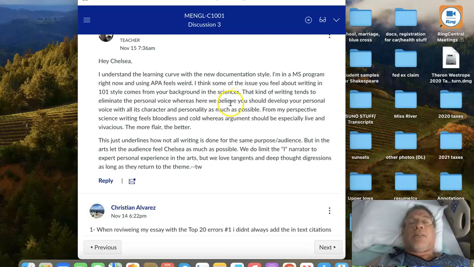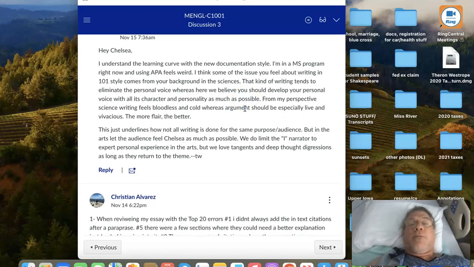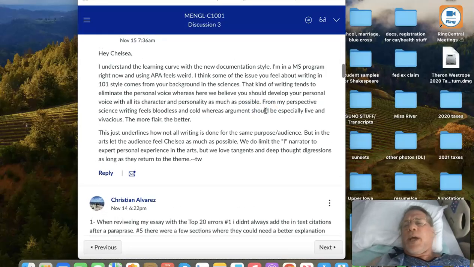That kind of writing tends to eliminate the personal voice, whereas here in the arts, right, in the humanities, we believe that you should develop your personal voice with all its character and personality as much as possible. From my perspective, science writing feels bloodless and cold, where argument should be especially live, vivacious, right? Got a lot of flow and just duende, spirit to it. The more flair, the better, right?